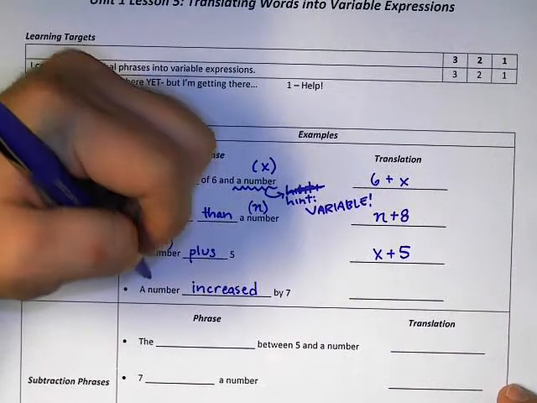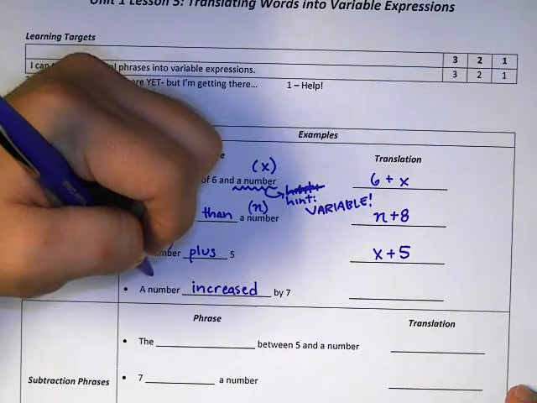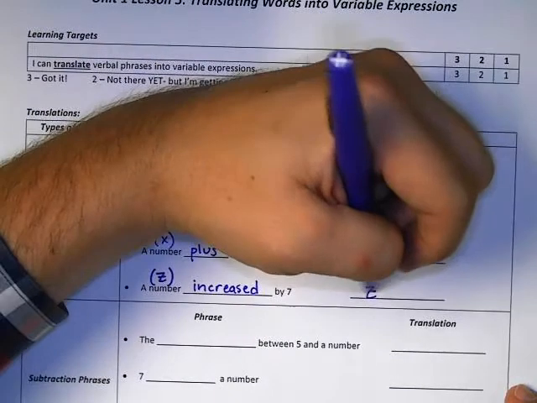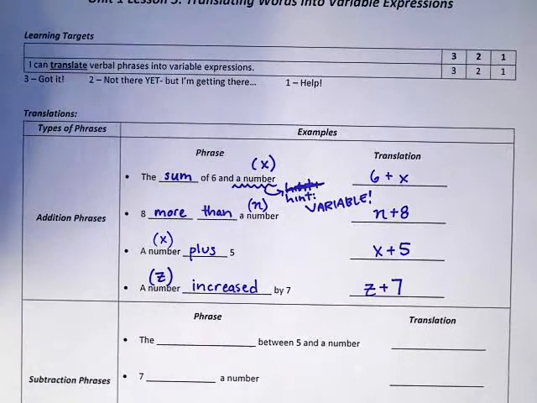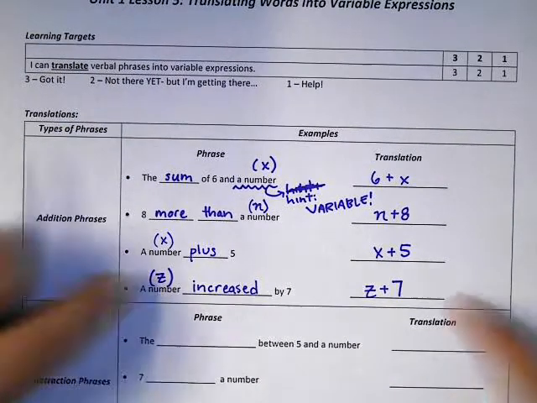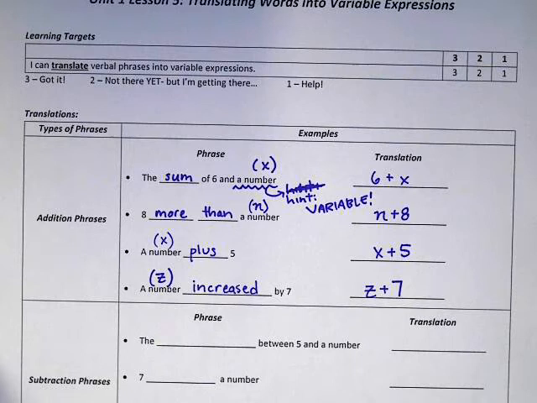Once again, you can pick any letter for your number. Maybe in this case I'll go z. And so z, and then I'm going to add 7 to it. Alright? Once again, sorry for that brain fart. I will try to do better.